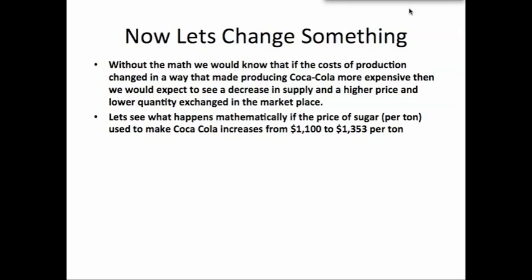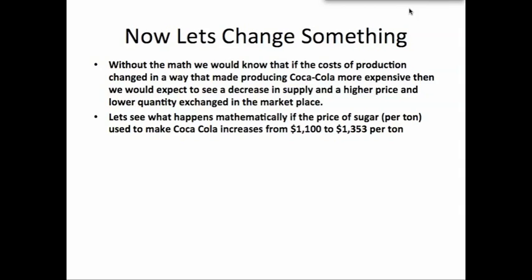So what is it we're going to change? I think what we should do is consider changing the supply of Coca-Cola. So our goal will be to change one of the supply determinants that is not the price of Coca-Cola. To achieve that goal, we will change the price of sugar. So let's assume that we're going to change the price of sugar from $1,100 to $13.53 per ton.